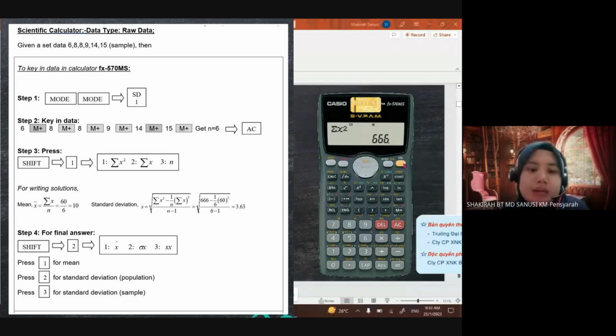We go with step 4, which is press shift 2, and you will get these 3 values: press 1 for mean, press 2 for standard deviation for population, and press 3 for standard deviation for sample. For example, if I want to get the standard deviation, I press 3 and you will get 3.63 to 2 decimal places.